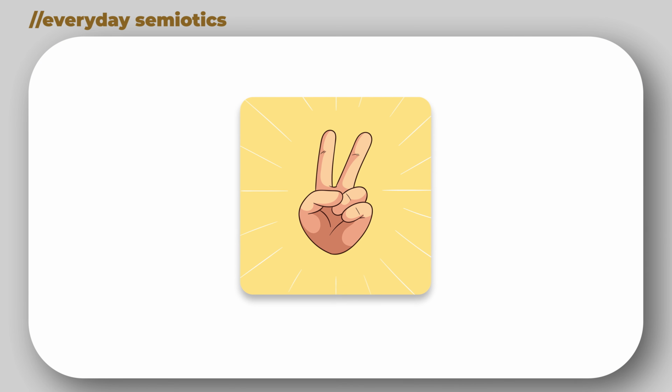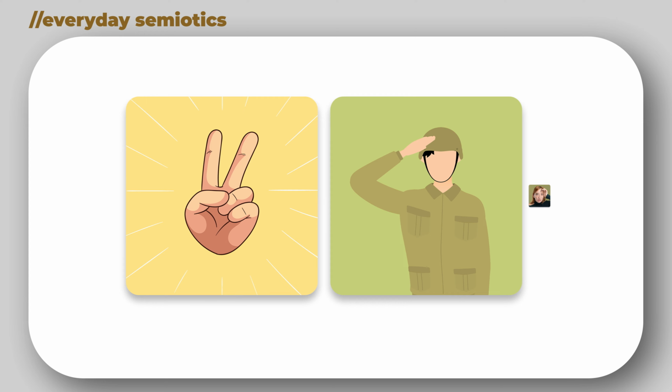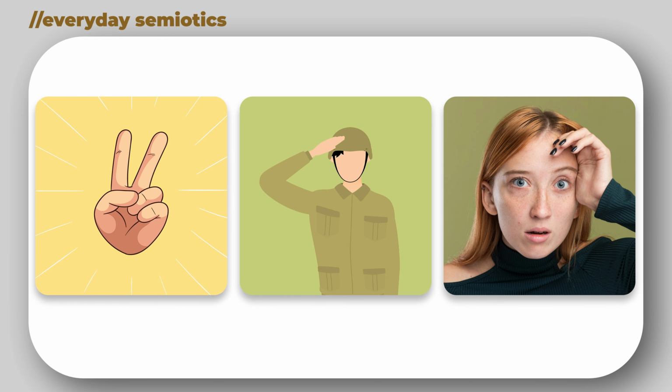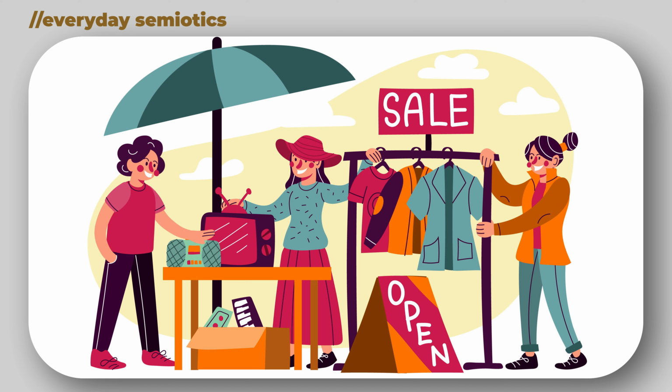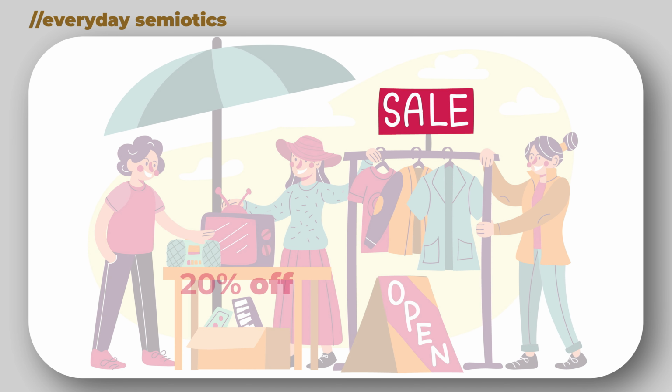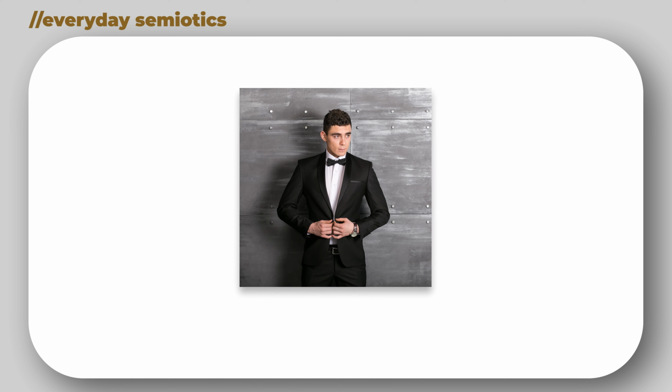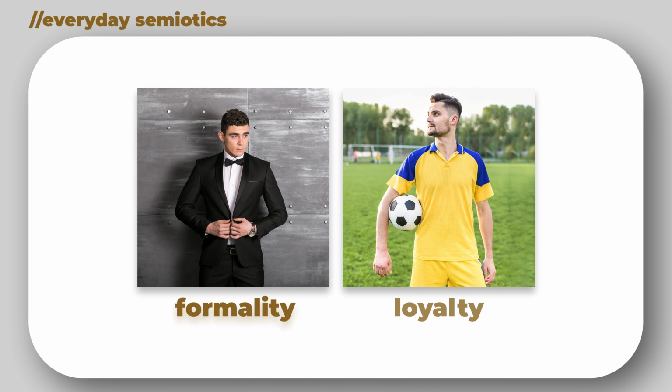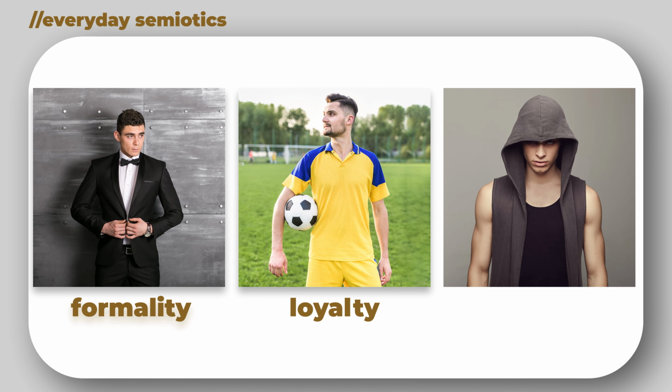Gestures are packed with meaning. A peace sign, a salute, or a raised eyebrow all communicate more than words. In shops, a bold red sale instantly changes our perception of value. In clothing, a black tuxedo signals formality. A football jersey shows team loyalty. A hoodie pulled up over the head can index anonymity.